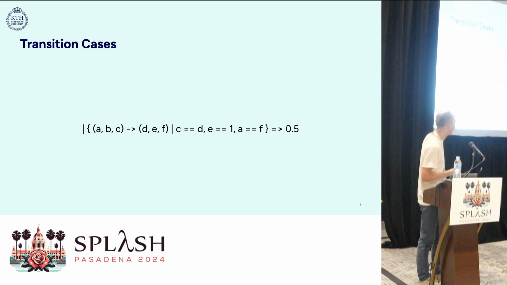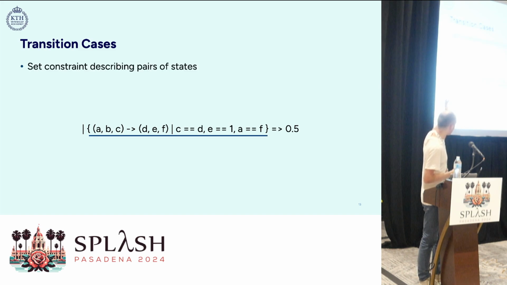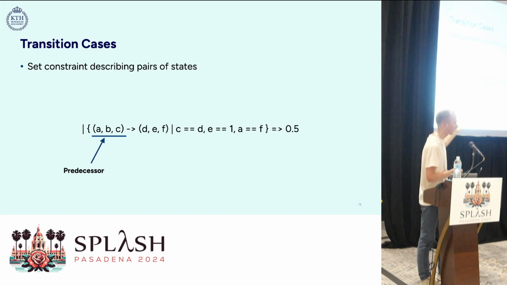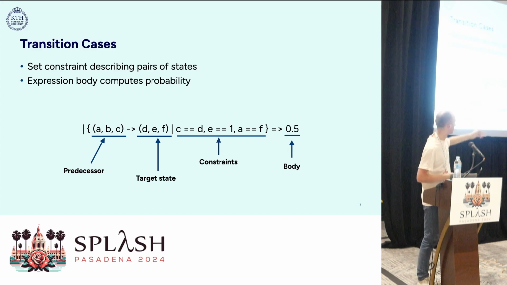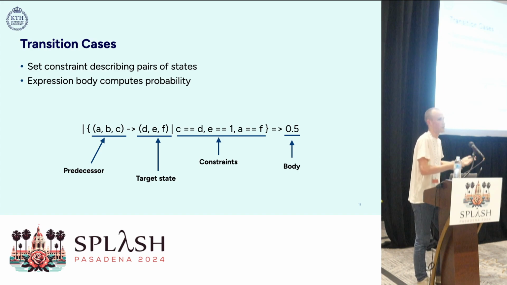On the left-hand side, we have a set constraint, which describes pairs of states. It consists of a predecessor state that we're transitioning from, and a target state that we're transitioning to, and then we have some constraints on these states. So this set describes the possible transitions for which we define how to compute the probability. On the right-hand side, we have an expression body which determines how we actually compute the probability. In this case, it's just a literal, but we could also refer to the tables that we declare in the model.